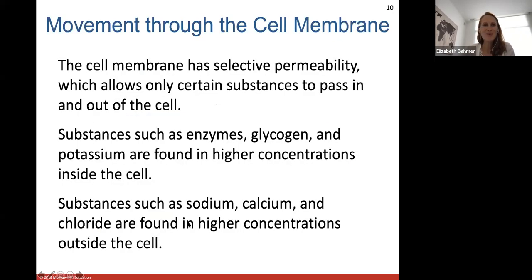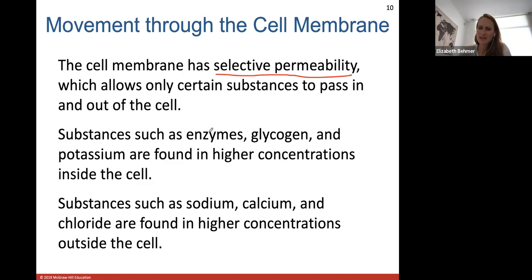All right, so we're going to keep moving then. So movement through the cell membrane. So I talked a lot about how some things cannot go in. And again, that's what we call selective permeability. So the cell membrane only allows certain things to pass in and out of the cell.